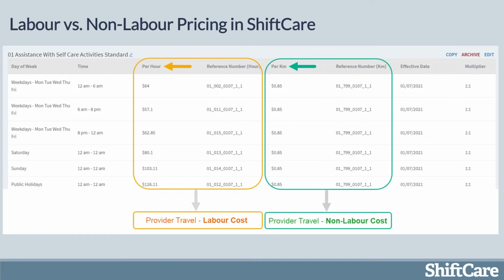To show you what this looks like within ShiftCare, I've just got a copy here of the price book for assistance with self-care activities, and you can see the difference between the labour and non-labour pricing within the price book. So on the left-hand side here, we have the per hour rates, and these can also be charged for provider travel as labour costs. And on the right in green, we've got the price per kilometre. So these are for provider travel when you're charging a per kilometre rate for non-labour costs.